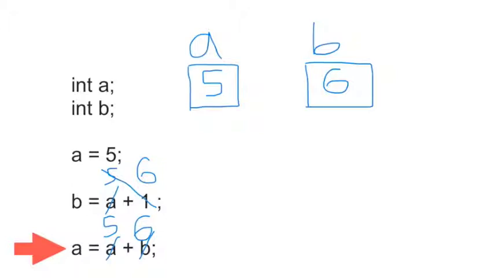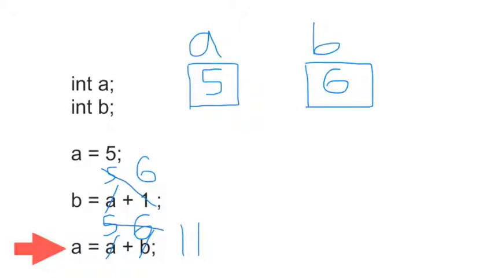So the expression 5 plus 6 evaluates to 11. So really this statement reads a is assigned the value 11, and so we remove the 5 that was in a before, and write in 11. And so at the end of this piece of code, the value of the variable a is 11, and the value of the variable b is 6. And if we were to, for example, print out a with System.out.println, that would print 11. And if we were to print out b with System.out.println, that would print out 6.